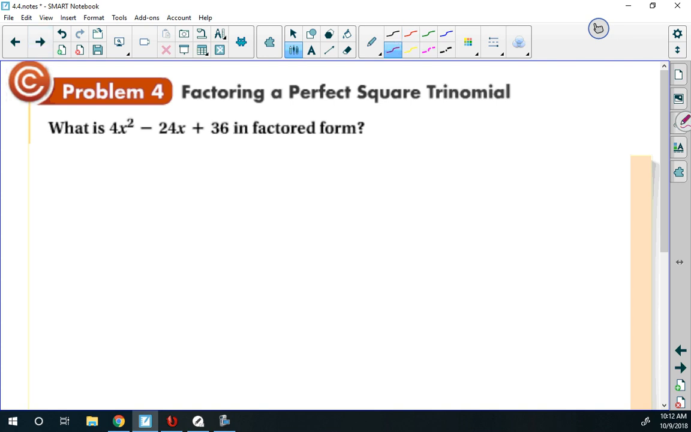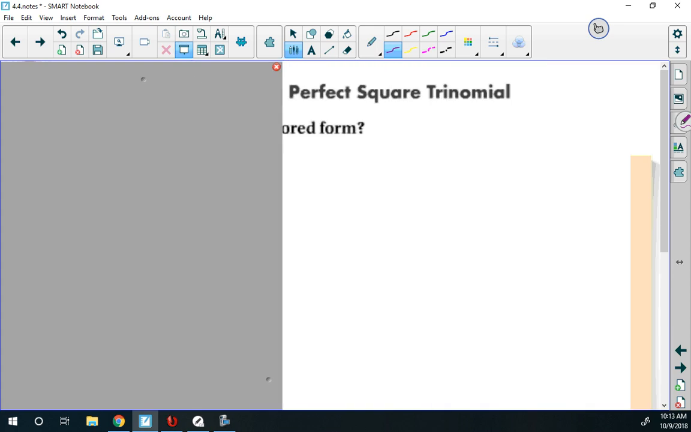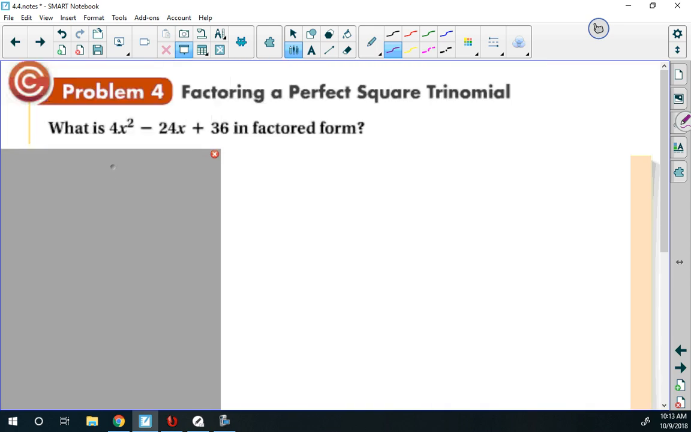What I'm getting at here is there's more than one way to do this one. And if you do it the one way, you're going to have a little bit more work later on. Anybody notice anything about 4, 24, and 36? They're all divisible by 4. If you didn't notice that they're all divisible by 4, and if you didn't factor out a 4 first, it's okay.